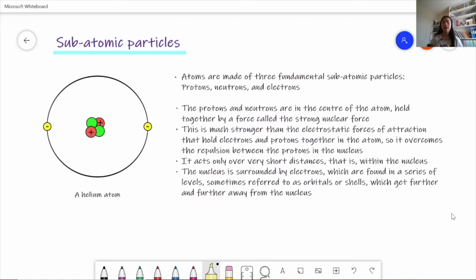So atoms are made up of three fundamental subatomic particles. And so we have protons, neutrons, and also electrons. And the protons and neutrons we've seen make up the nucleus, so make up the central part of the atom. And they are held together by a force called the strong nuclear force. And this is much stronger than the electrostatic forces of attraction that hold electrons and protons together in the atom. And so it overcomes the repulsion between the protons in the nucleus.